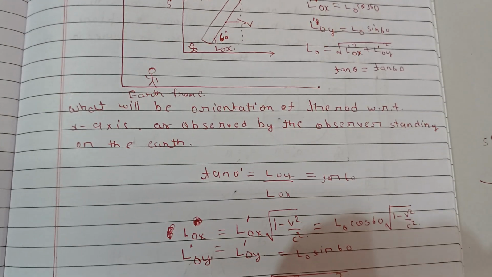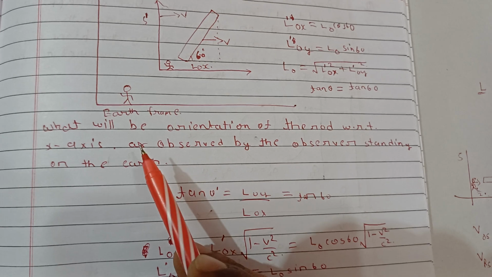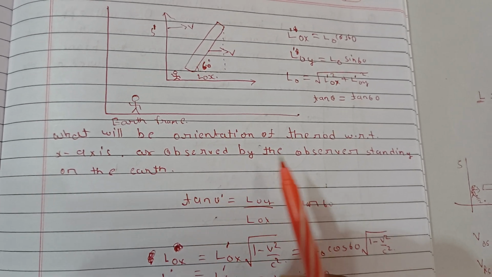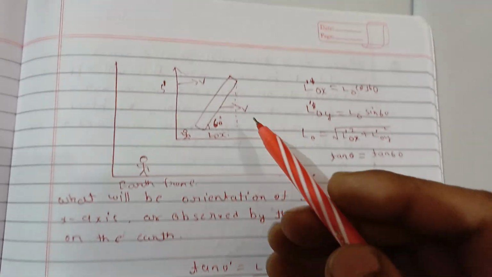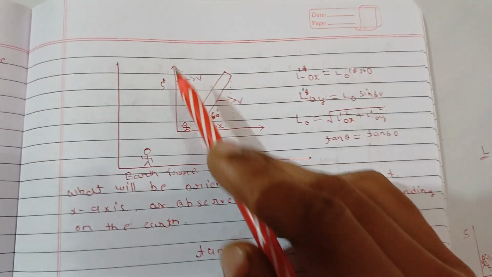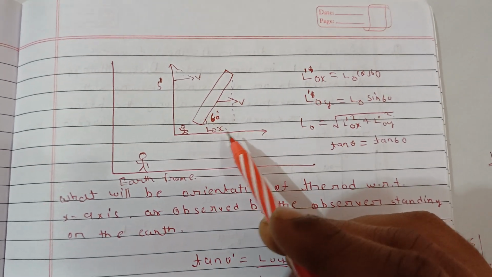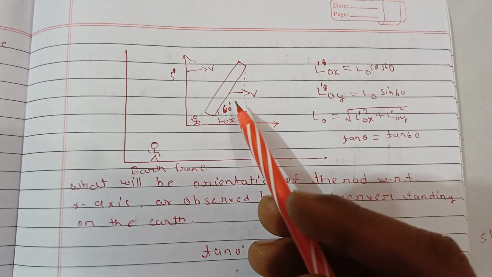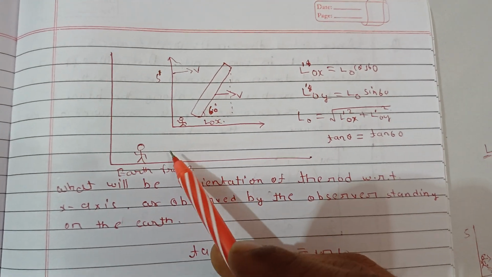Okay, so now we have a second case. What will be the orientation of the rod with respect to the x-axis as observed by the observer standing on the earth? In the question it was given that theta equals 60 degrees in this frame. What will be the theta in the other frame, the rest frame? So we have to find out theta prime actually.